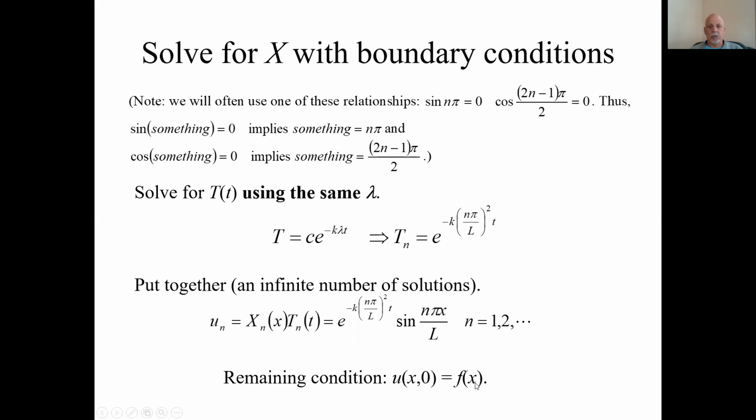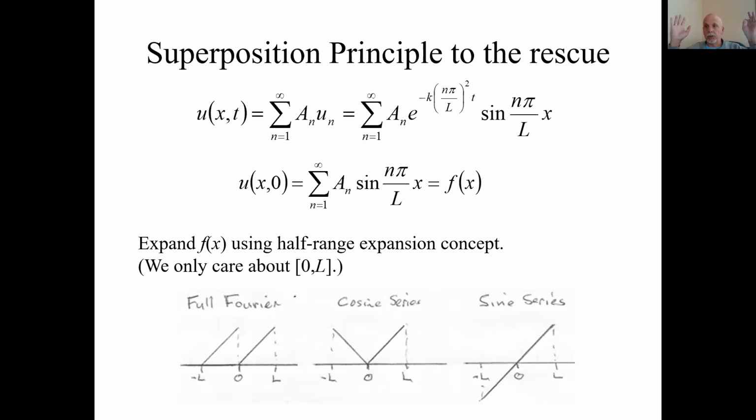But for right now, how do we address this initial condition? We've got an infinite number of solutions that satisfy everything else. Here's where the superposition principle comes in. An infinite linear combination of those solutions is also a solution. So the general solution is this infinite linear combination of, well, these are all those infinite solutions. It's the T part times the X part. Here is a general solution that satisfies everything except the initial condition.